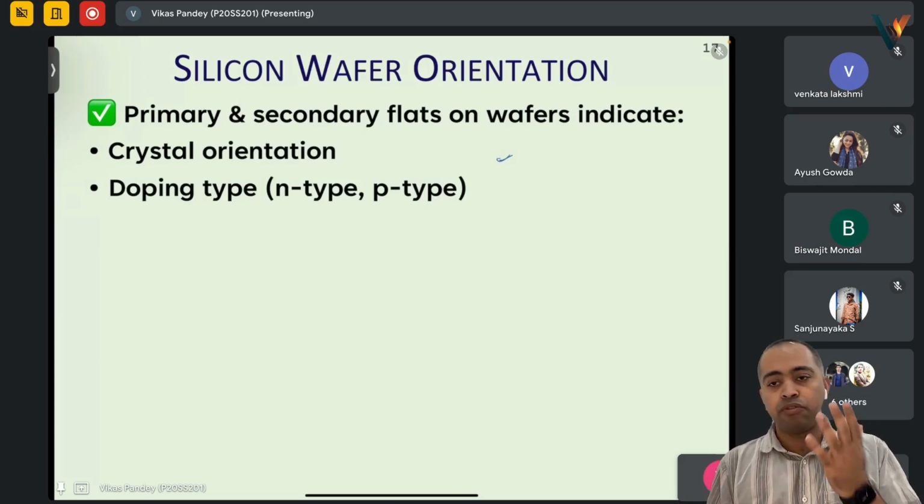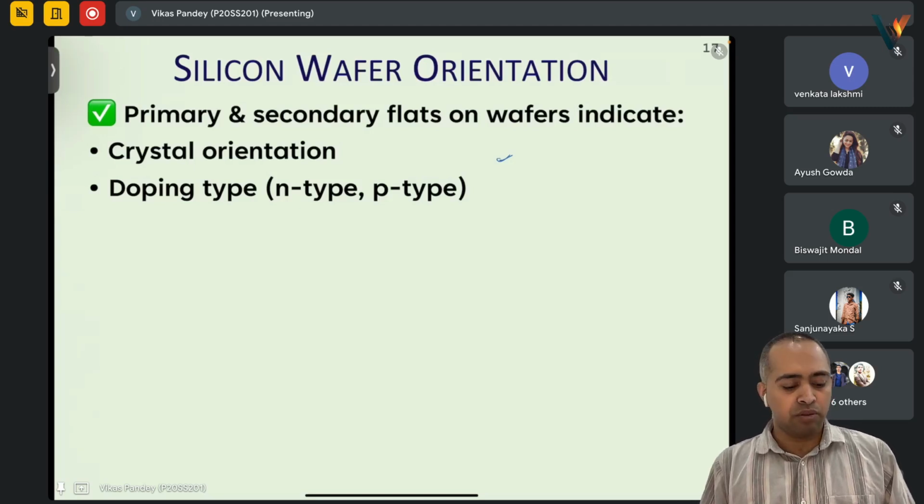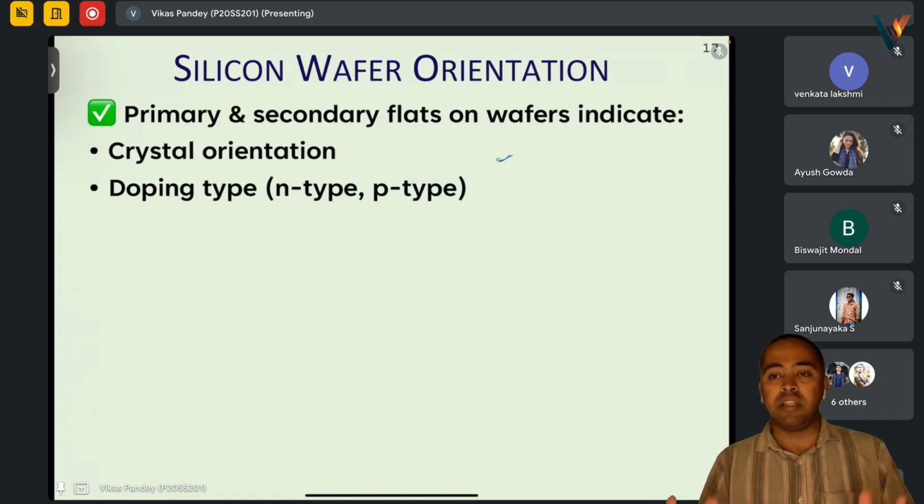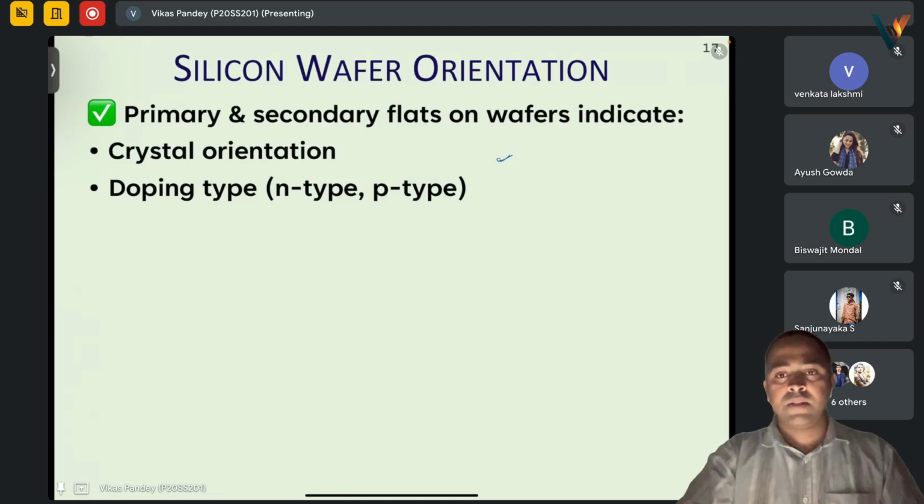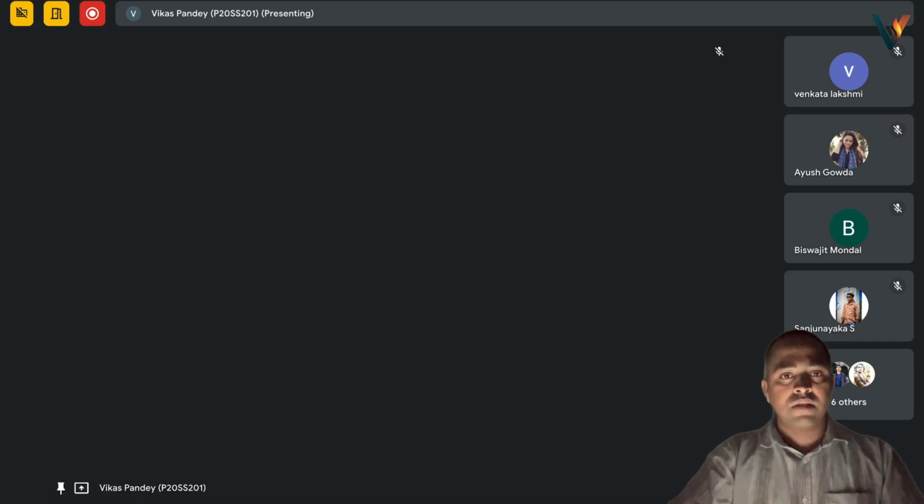Though some of you might have seen a silicon wafer. Anyone who is well aware or has seen a silicon wafer? Yes.